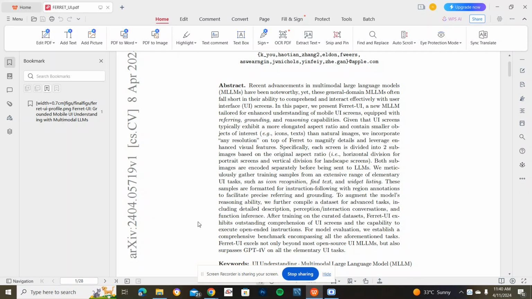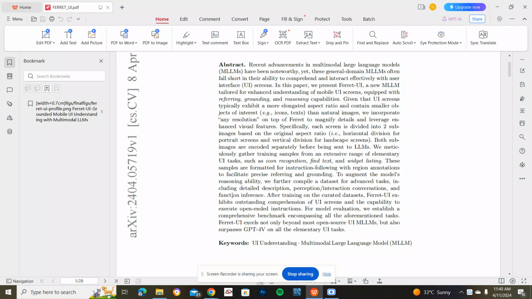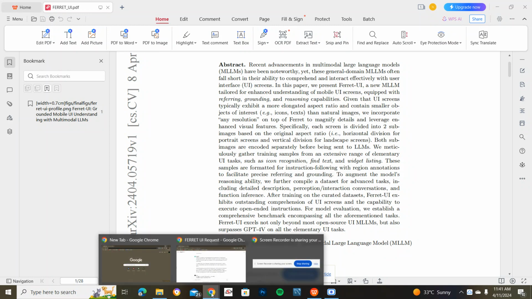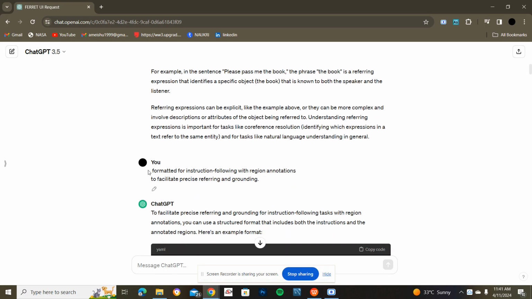To augment the model's reasoning ability, we further compile a dataset for advanced tasks, including detailed description, perception and interaction conversations, and function inference. So these will be covered further in this video. After training on the curated dataset, Ferret-UI exhibits comprehension of UI screens and the capability to execute open-ended instructions. I have just asked ChatGPT about this.